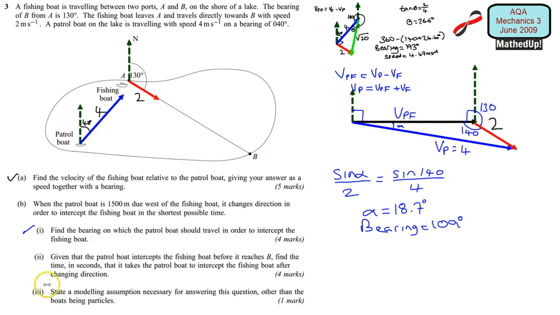Okay, so the second part of this says, given that the patrol boat intercepts the fishing boat before it reaches B, find the time in seconds that it takes the patrol boat to intercept the fishing boat after changing direction. Okay, so we know that it changes direction when it's 1,500 meters due west of the fishing boat. So we need to know the actual speed of the patrol boat relative to the fishing boat. Again we can use this information here, because if we call that speed over here x, then x is our unknown.